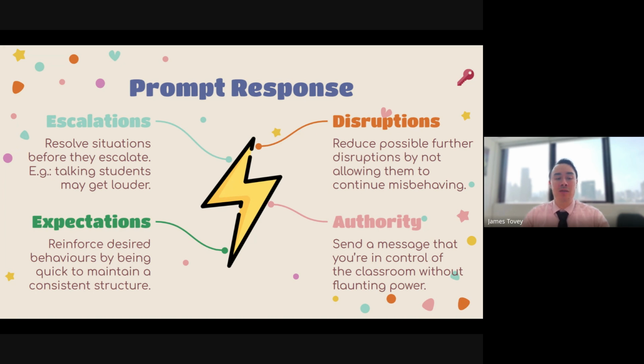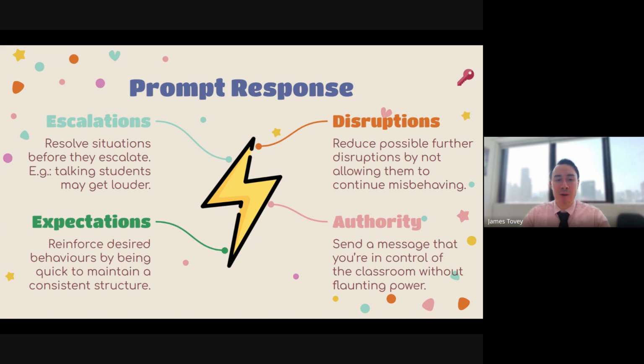And expectations. So if you reinforce the desired behaviors quickly, right, you are maintaining your consistent structure. So if you consistently address the misbehaviors and you point them in the right direction of what you want them to do, then they'll have a stronger understanding of what is expected of them.